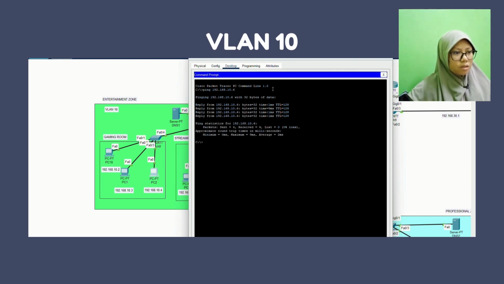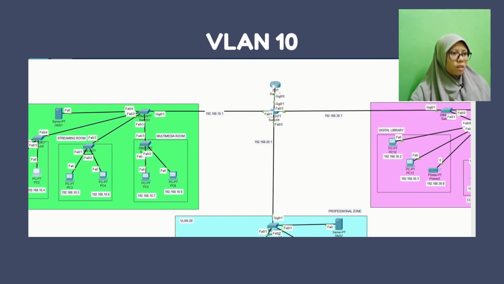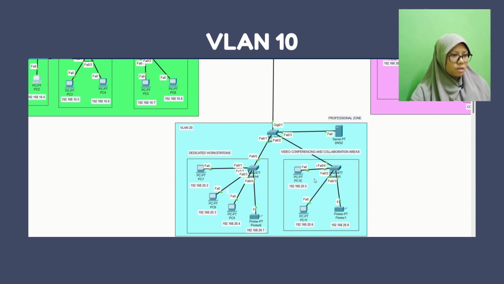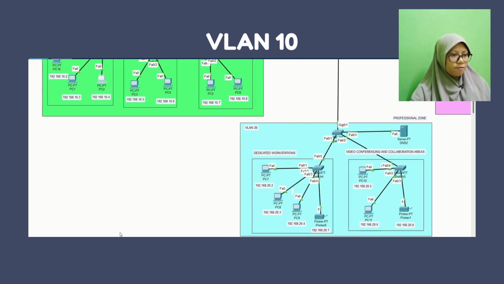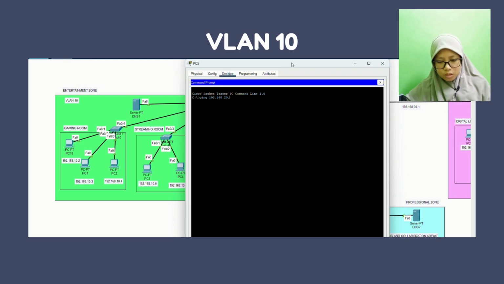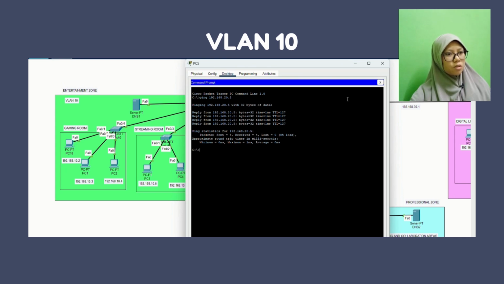And now we will see what happens. It is successful; we get the reply from another PC in another room. Now I will demonstrate connecting PCs in the entertainment zone to the other zones. I will take this PC, whose IP address is 192.168.20.5. We use the same command prompt, ping 192.168.20.5. So we got the reply from the professional zone.